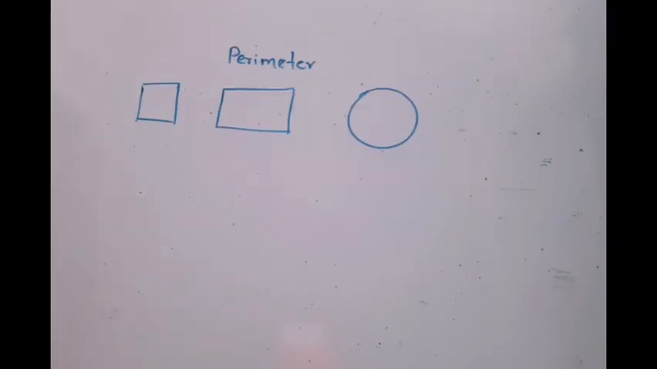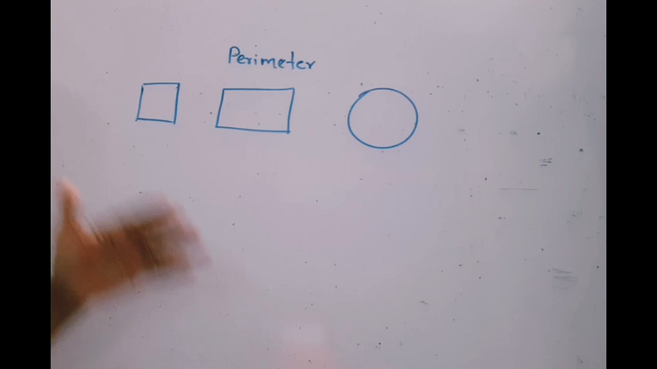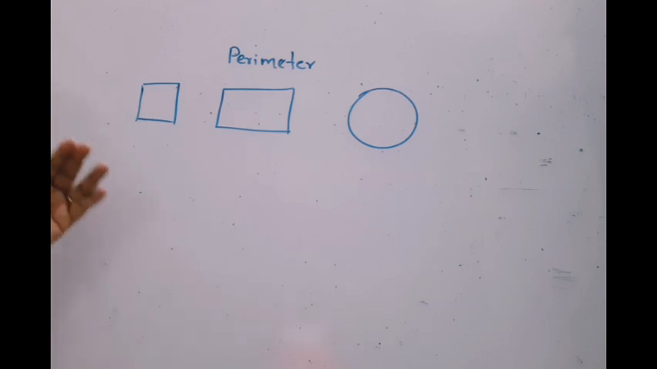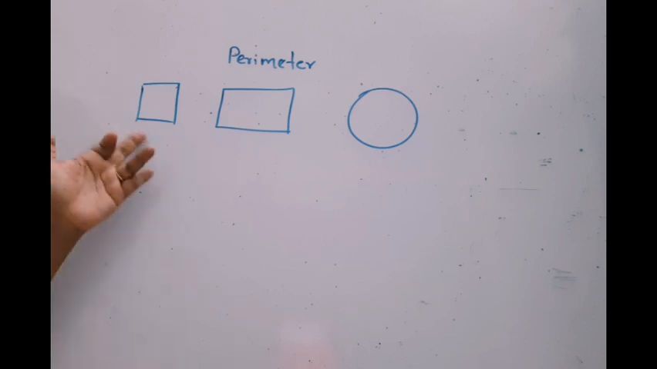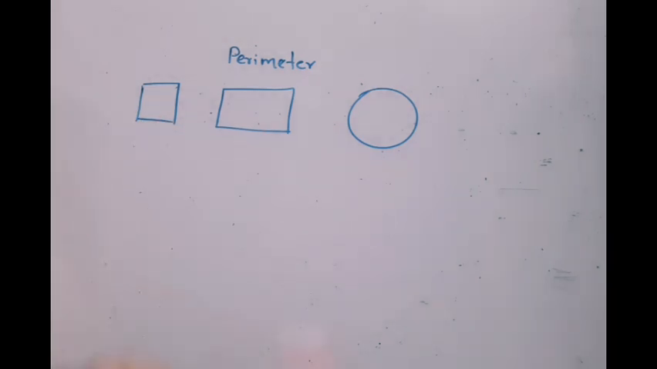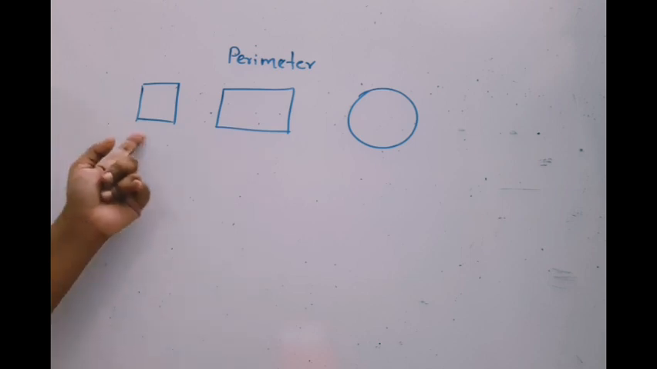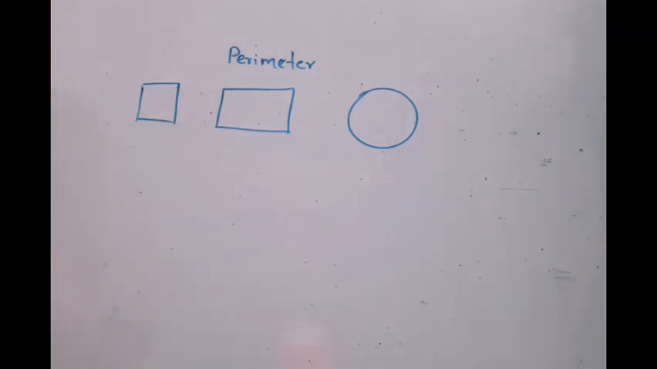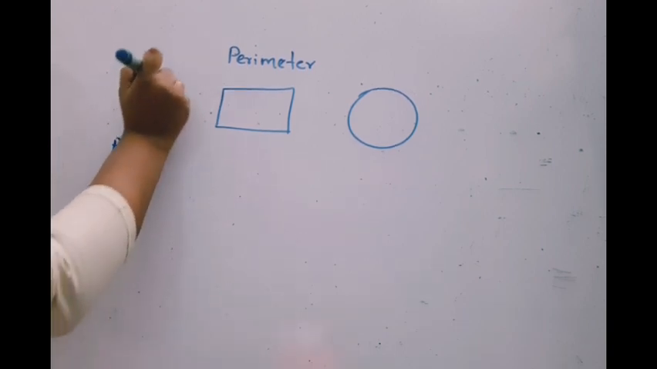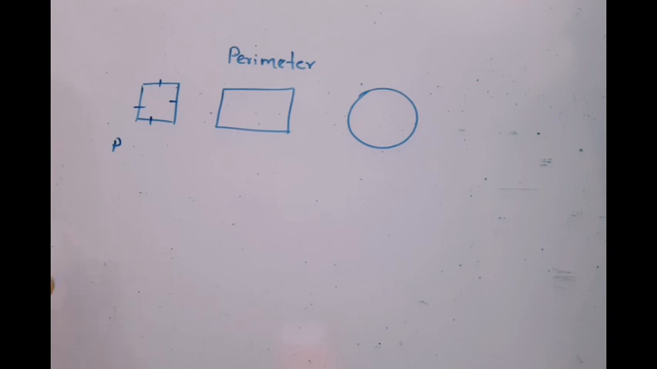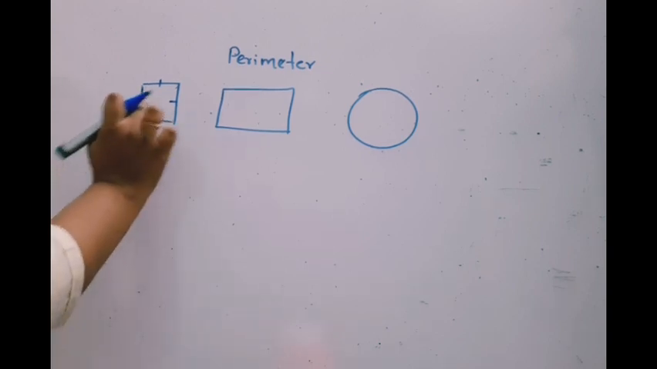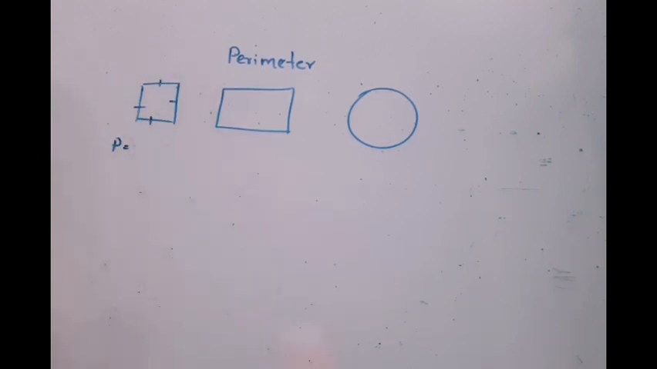Before I start the lesson, I want you to remember what a perimeter is. The perimeter of a plane figure is the length around the plane figure. As you can see here, I have drawn three plane figures: a circle, a rectangle, and a square. In order to find the perimeter of the square, you know all four sides are equal, so you add the lengths of all four sides.